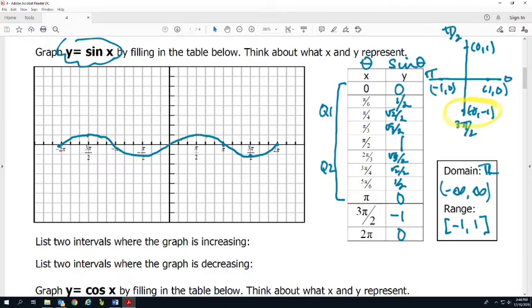Okay, another key characteristic that we need to talk about is to list intervals where the graph is increasing. So remember what it means to be increasing. It's the x values where the y values are getting bigger. So as you read it from left to right, where are the y's rising? So if I look on my graph right here, let me see if I can change that color. If you look from here to here, this is where the y values are increasing.